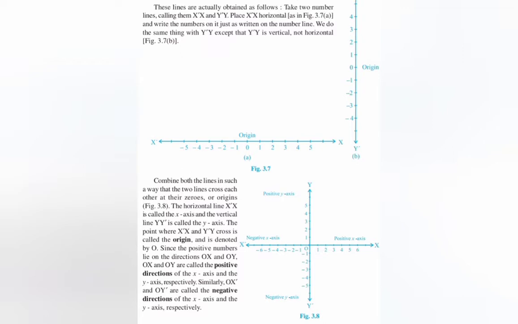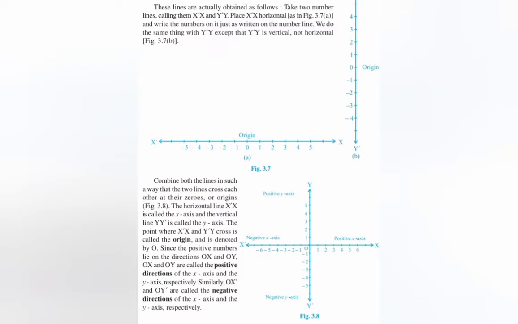Now consider both these lines in such a way that the two lines cross each other at their zeros, that is at the origin. The horizontal line x dash x is called the x-axis and the vertical line y dash y is called the y-axis. Okay, that is clearly plotted on the figure. Now the point where x dash x and y dash y cross is called the origin. That is, these two lines intersect at the origin and is denoted by O.